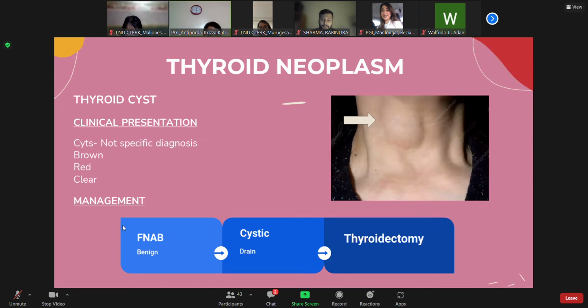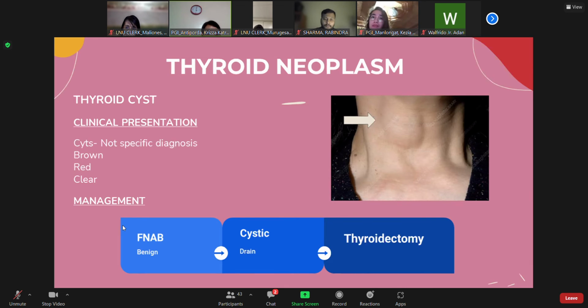So next, we're going to discuss the thyroid cyst. Usually this thyroid cyst is a non-specific diagnosis, but this is a frequent entity which we usually encounter in clinical practice. 15 to 25% of these thyroid nodules are cystic or have a cystic component. The presence of a cyst does not signify a benign lesion because carcinoma also usually manifests as cystic masses.